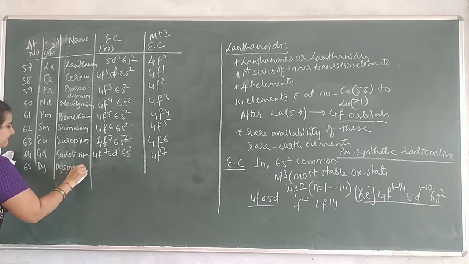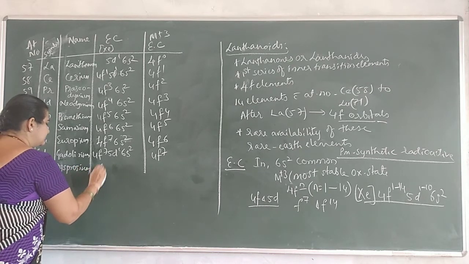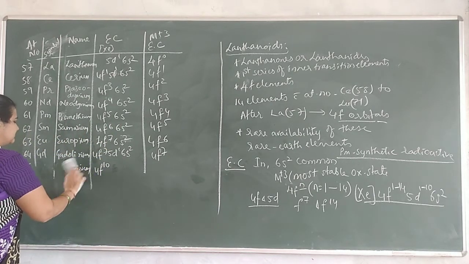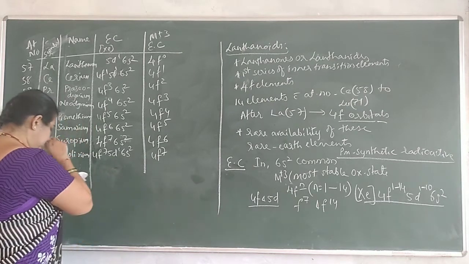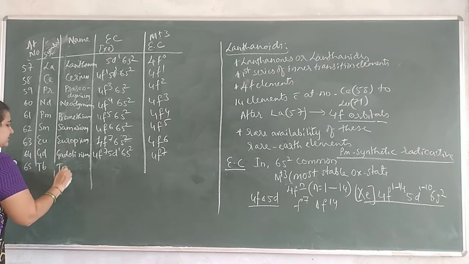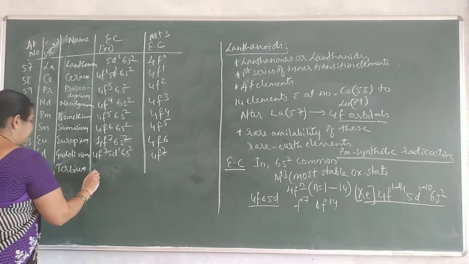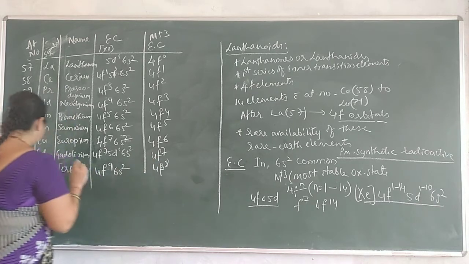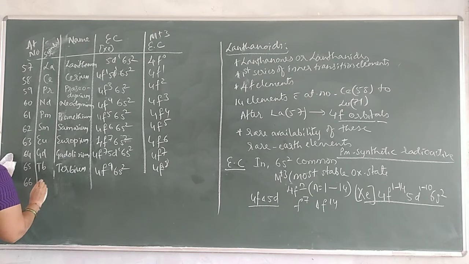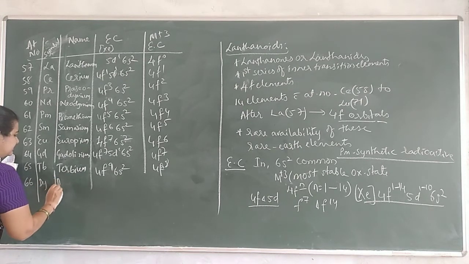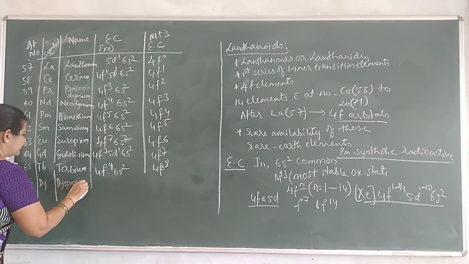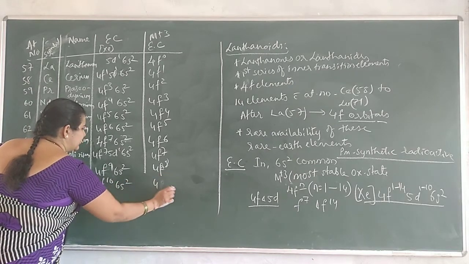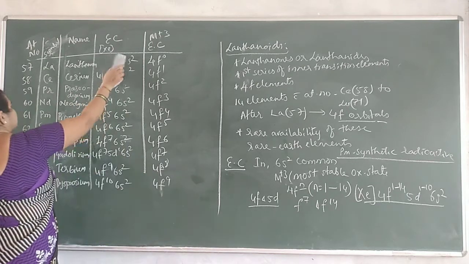Then 65, dysprosium, 4F10. I'm sorry, it is not dysprosium, 65 is terbium, 4F9, 6S2, 4F8. Next to that, 66, dysprosium, 4F10, 6S2, 4F9. Okay, the next element I will write here.